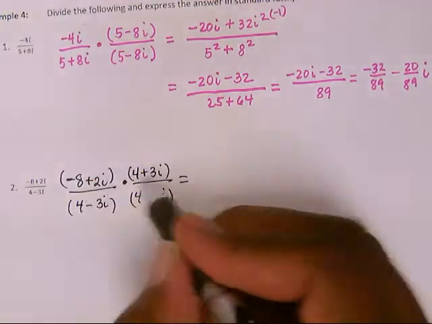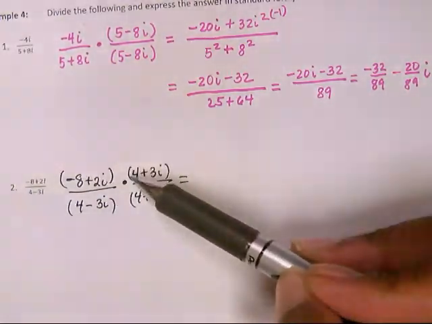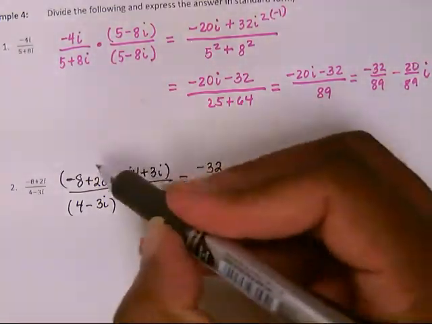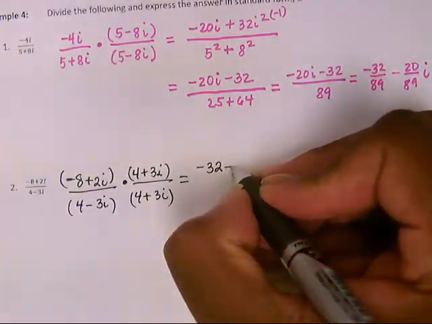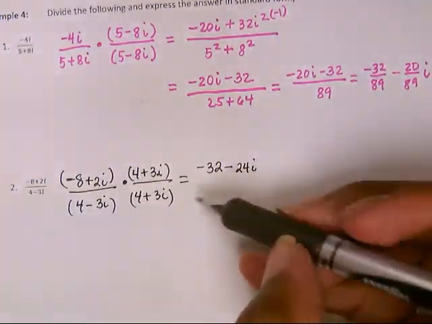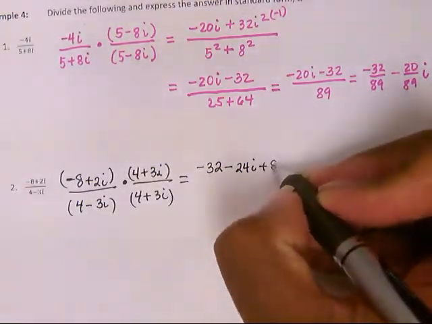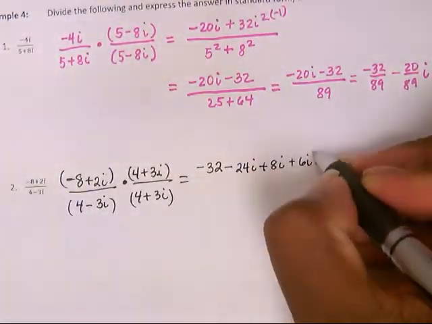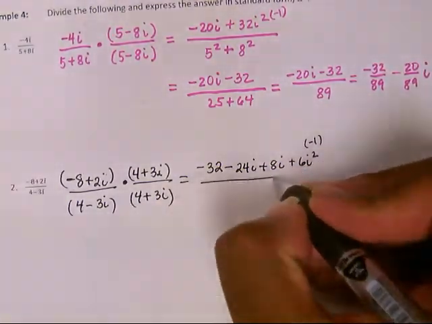Now, in this case, we're going to have to multiply numerator times numerator and denominator times denominator. So here we have to use the FOIL method. Negative 8 times 4 would be negative 32. And then negative 8 times the 3i would be a minus 24i. The inner, 2i times 4, would be plus 8i. And then 2i times 3i would be a plus 6i squared. Now, of course, that i squared has to be replaced with negative 1.